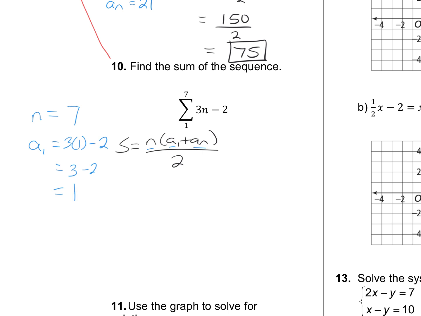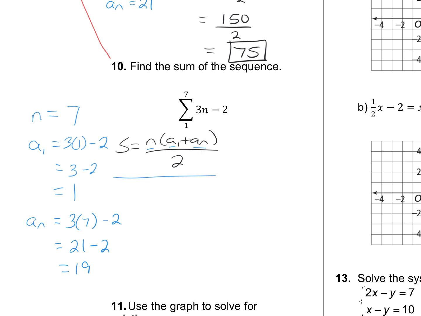So I found A1. Now we need to find AN. What does AN stand for? Last term. Well, how many terms do we have? 7. So how do I find the last term? Yep. We're going to plug 7 in for n. So we have 3 times 7 minus 2. What's 3 times 7? 21. 21 minus 2? 19. Do I have everything in order to use this formula?